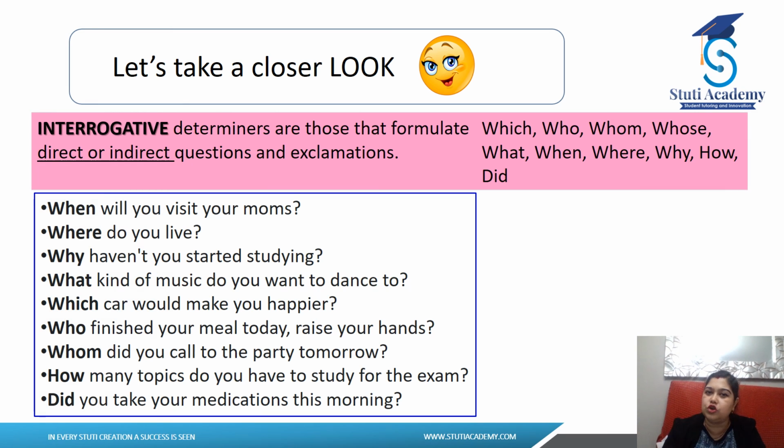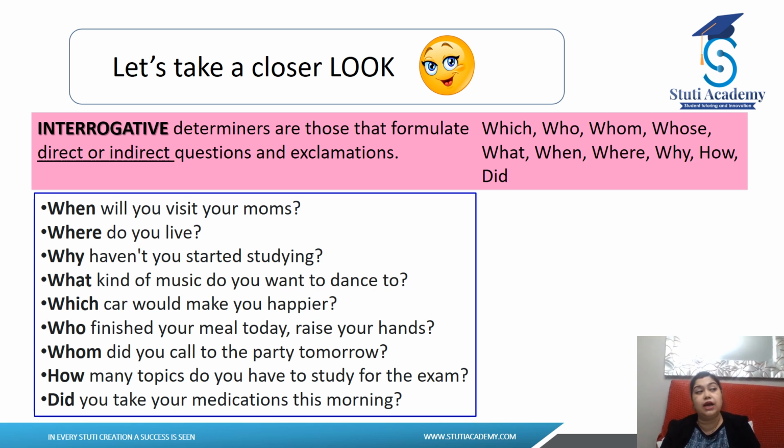Now let's have a closer look at the next one. Interrogative determiners. As simple as they are, question and exclamation. So we have specific words for interrogative determiners. When, where, why, what, which, how, should, did, whom. Okay, these are questions. Now the examples that I have here is, when will you visit your mom? So I'm asking you a question. When will you do that? When will you visit your mom?